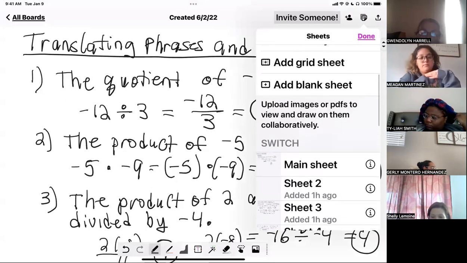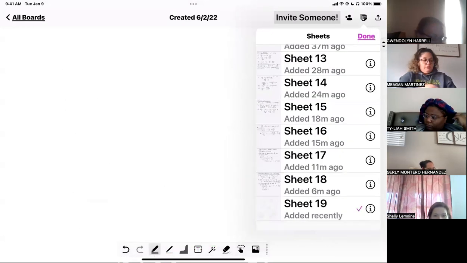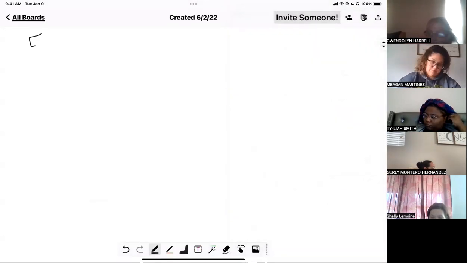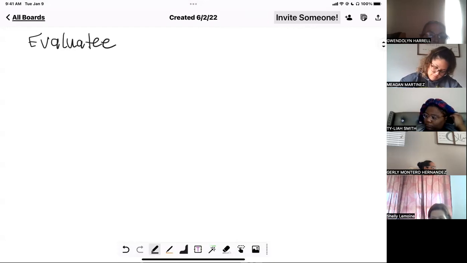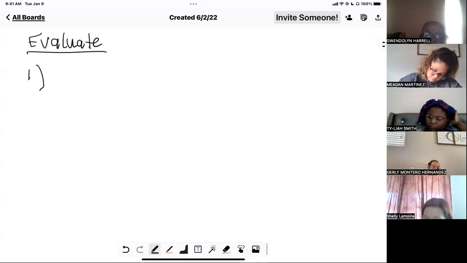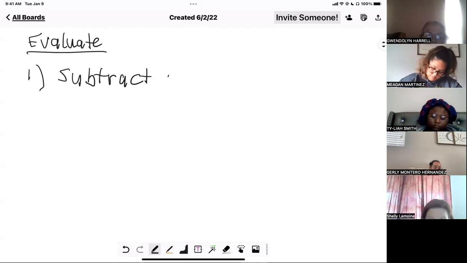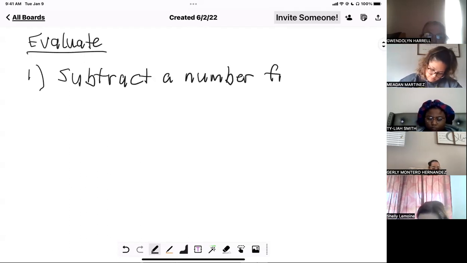let's do it without simplifying. So this time we're just evaluating. And you'll know in a second why we're not simplifying. Evaluate. 1. Okay. From words. Subtract a number from -2.